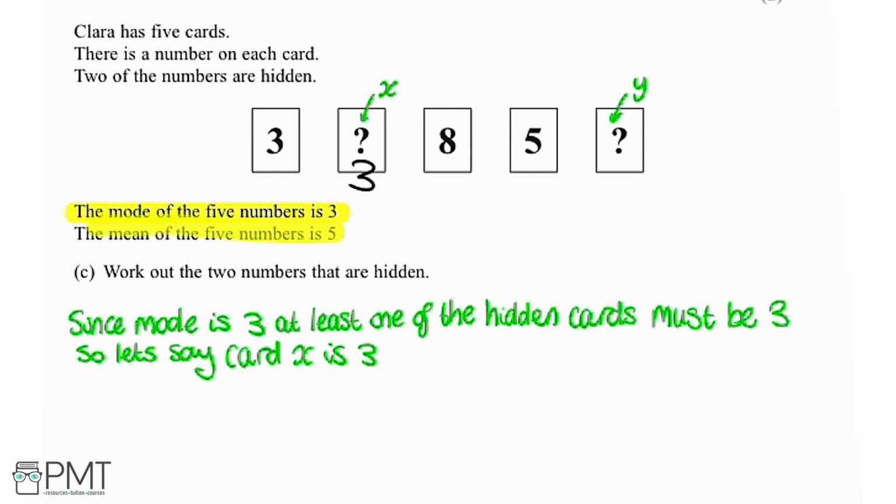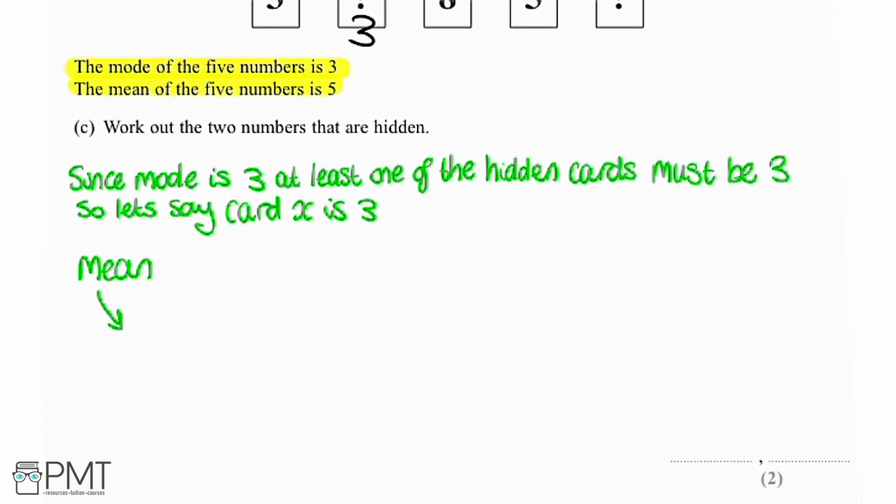The mean of the 5 numbers is 5. So we get the mean when we add up all of the numbers and divide by how many there are. So we do 3 plus 3 plus 8 plus 5 plus Y divided by 1, 2, 3, 4, 5. So we're going to do that down here. We're going to have 3 plus 3 plus 8 plus 5.